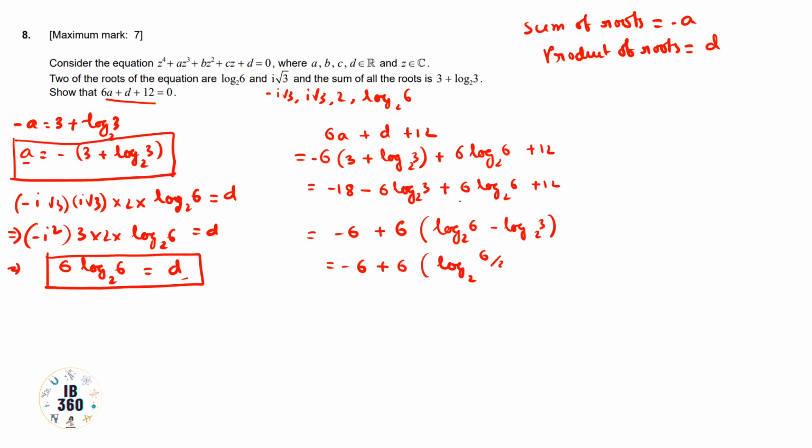So we are getting minus 6 plus 6 into log 2. Here it is very easy because it will be 6 by 3. So minus 6 plus 6 into log 2 base 2. So the value of this is 1. So minus 6 plus 6 is basically equal to 0. So it is proved. So in this way this problem is done. It was a bit tricky question, and the trick was here, that one root is i root 3, so the other root will be minus i root 3 according to the rules of complex roots. So in this way this problem is done.